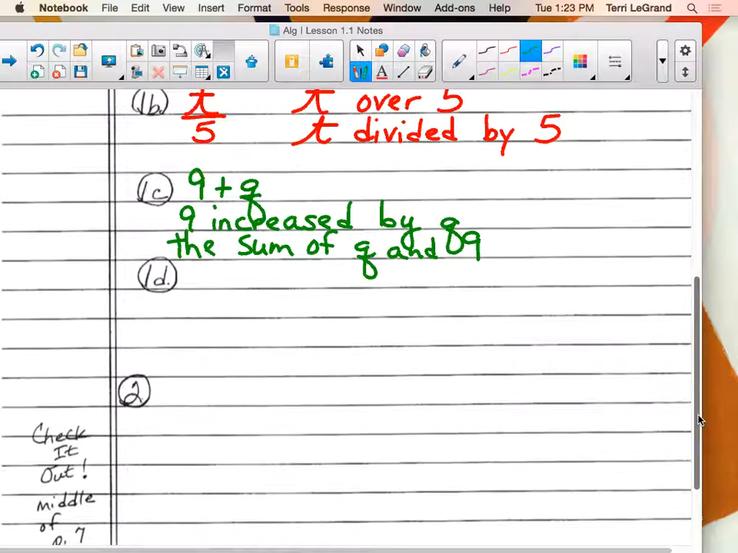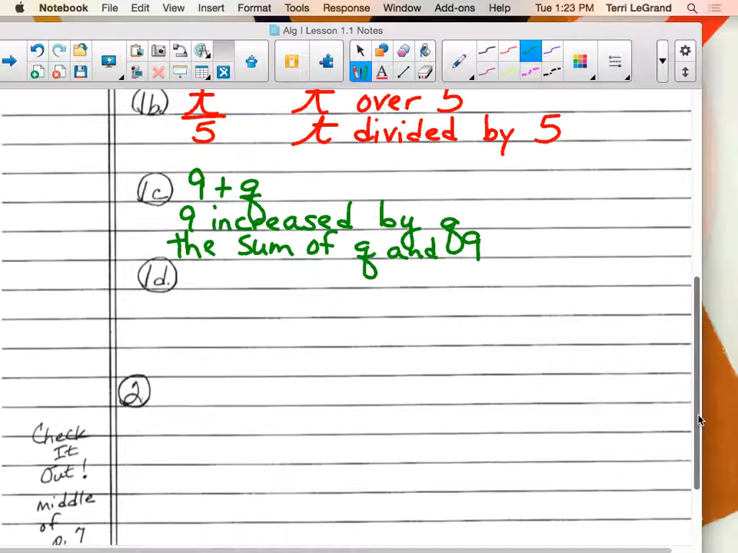9 more than Q, I like it. 9 added by the number Q. How about we do it this way? 9 added to the number Q instead of by. We don't add by something, we add to, okay? 9 added to the number Q, okay?